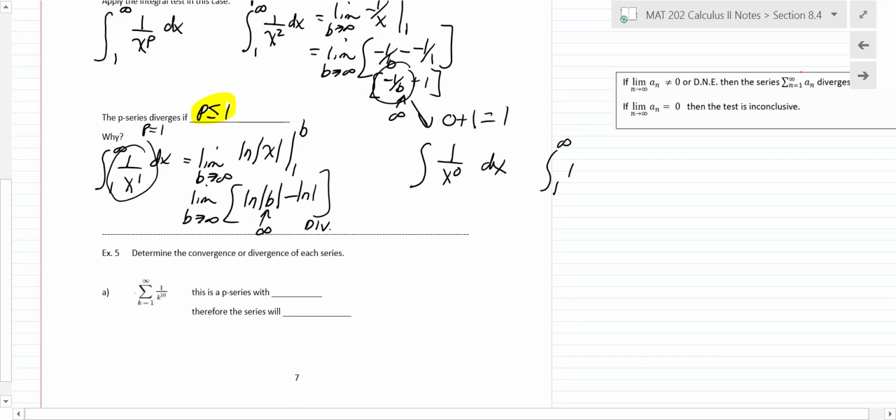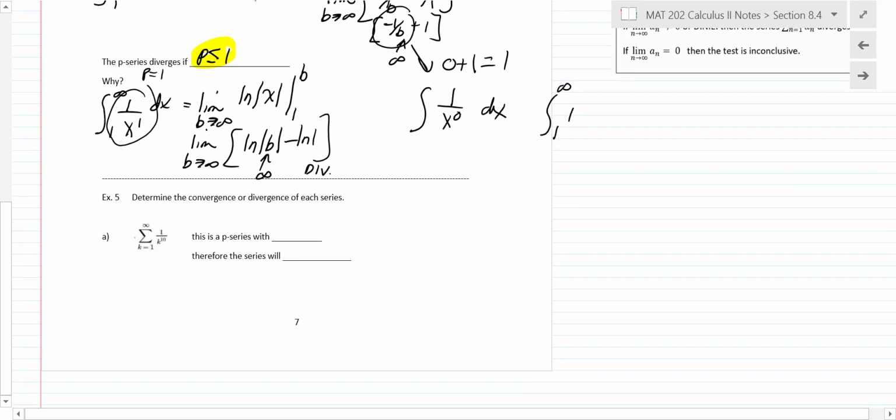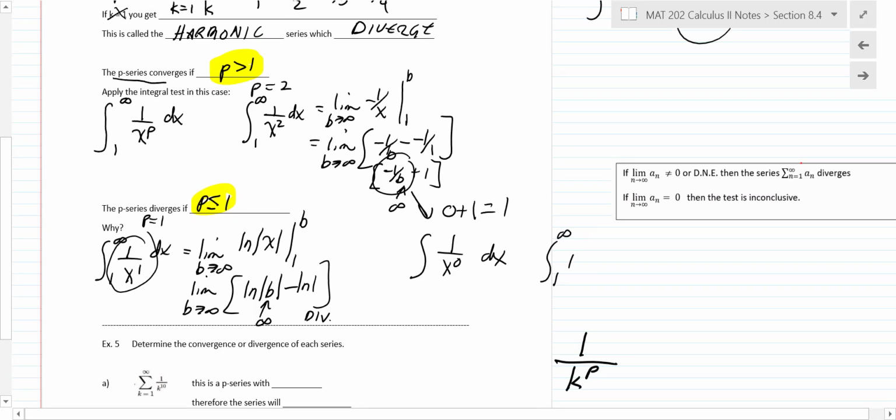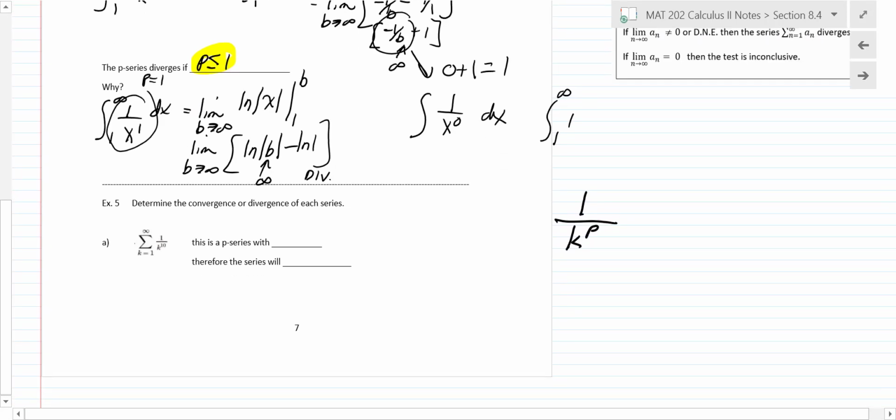Okay, to familiarize yourself with the p-series today, what we're going to do is determine the convergence of these different p-series here. So first of all, what you always got to look for is 1 over k to the p power. And then all you got to do is just think about what we just learned. If p is bigger than 1, we're going to know that it converges. Otherwise, it's going to diverge, okay? All right, that's a p-series. Everybody understand? 1 over k to the p.